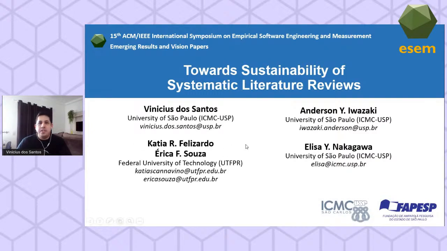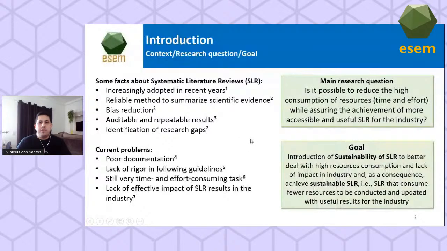And in this presentation, I will talk about towards sustainability of systematic literature reviews. Well, in this presentation, we will keep talking about systematic literature reviews and a method that is being increasingly adopted for software engineering. But despite all of these benefits, SLR suffers from several problems like the poor documentation and the lack of rigor in following the guidelines proposed. And to mitigate these problems, many tools and techniques were proposed. However, we cannot say that these problems were actually solved.